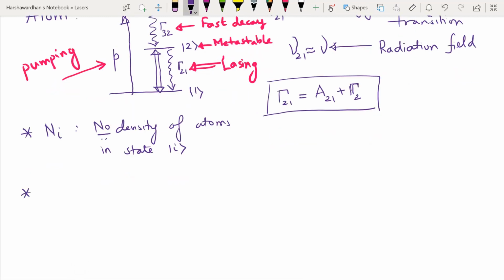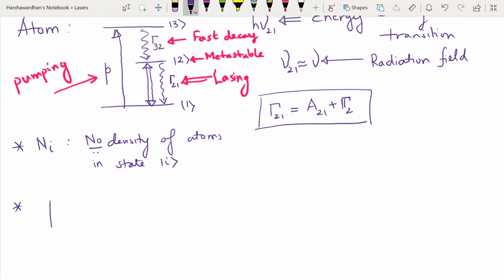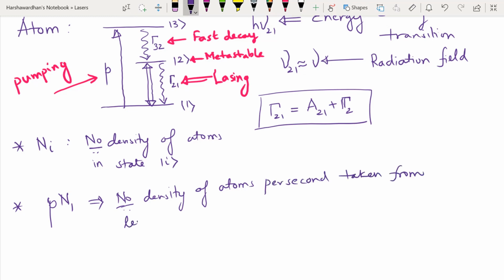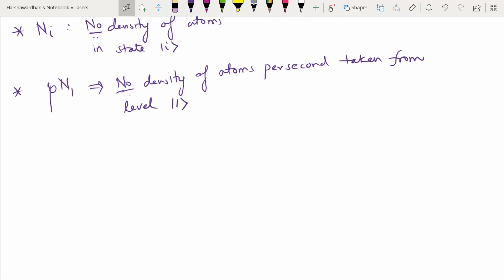Just a note. So for example, if I am looking at P, which is the pumping rate, so P times N1, for example, this will give me the number density of atoms which have been taken from the level 1, right? They have been pumped out of the level 1. So number density of atoms, and this is a rate. So it is number density of atoms per second taken from level 1. All right, so let us now look at various mechanisms. So what I'll do first is to talk about the pumping route, right? So the pumping route is such that there is a change in the rate of the population in the level 1.